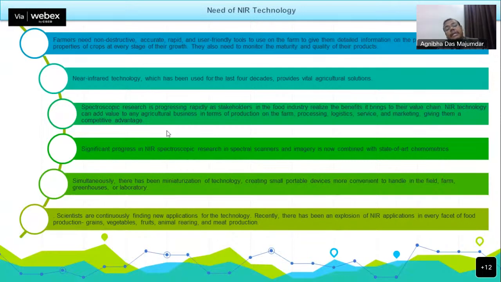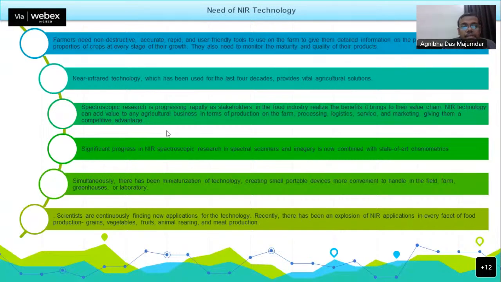Farmers basically need non-destructive, accurate, rapid, and user-friendly tools to use on their farm to give them detailed information on the physical and chemical properties of crops. Crops are very important for the food industries, and farmers are the backbone of those industries, because if they do not produce the crops, we will not have the raw material of the food industries. So farmers need to be introduced to this technology, and they also need to monitor the maturity and quality of their products.